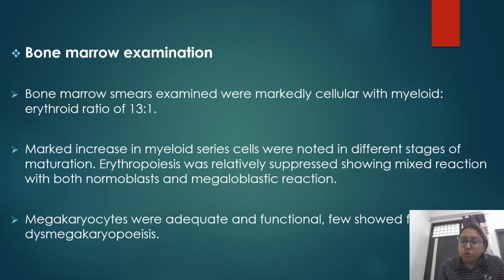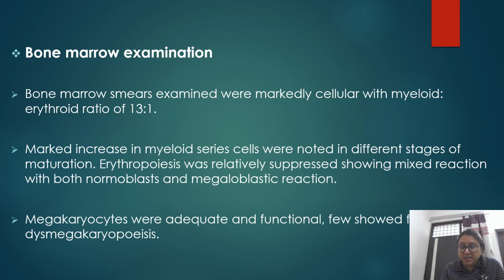And even we did the bone marrow examination for this. So the patient has CML, chronic myeloid leukemia, but which stage and all, that we need to confirm further. So for the bone marrow smear, when we did the patient's bone marrow, we took the aspirate from the anterior superior iliac spine. What we got was that the marrow was markedly cellular with a myeloid erythroid ratio of 13:1.